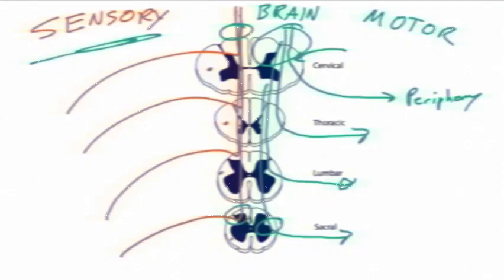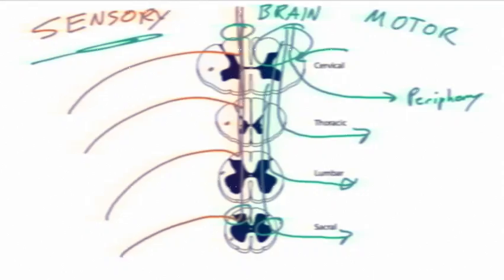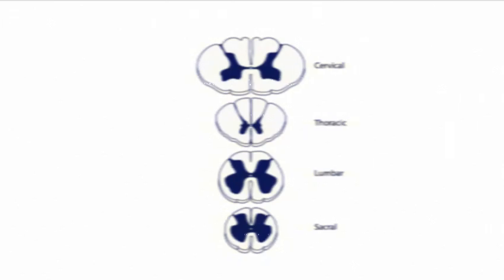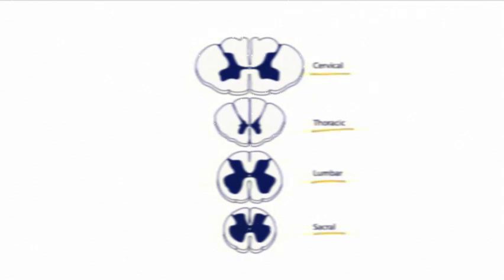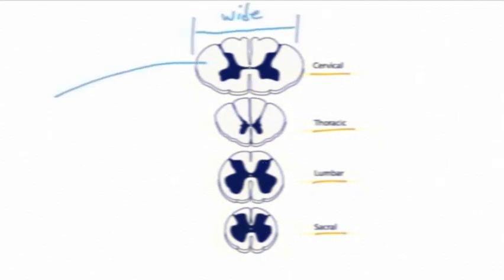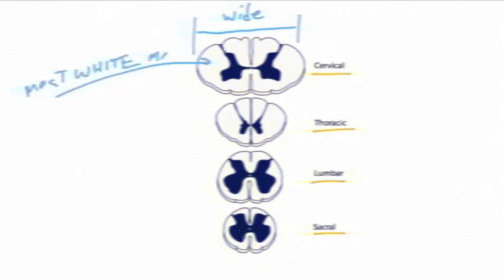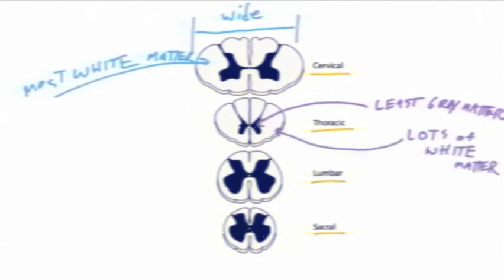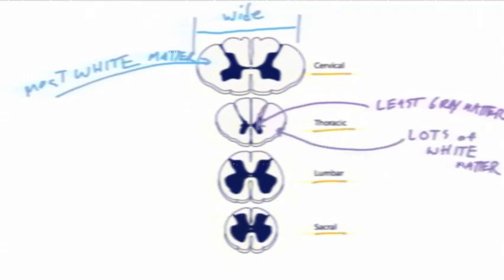So notice how each level of the spinal cord has a distinct appearance. So let's actually erase all this so we can take a better look at it. It's very important to be able to recognize each of the 4 segments of the spinal cord. Notice how each spinal level of the spinal cord, whether it be cervical, thoracic, lumbar, or sacral, has a distinct appearance. So first, it's really important to just recognize that the cervical spinal cord has this wide appearance. You'll also notice that it has the most white matter, always right, most white. And then thoracic level has the least gray matter, but it also has a lot of white matter. So you get this interesting appearance with a lot of white matter and this just skinny looking gray matter.